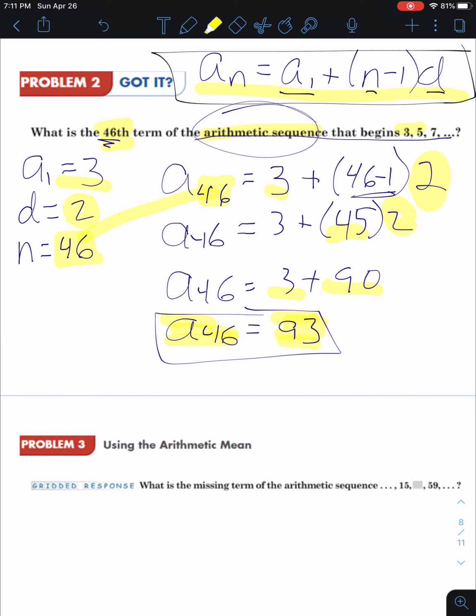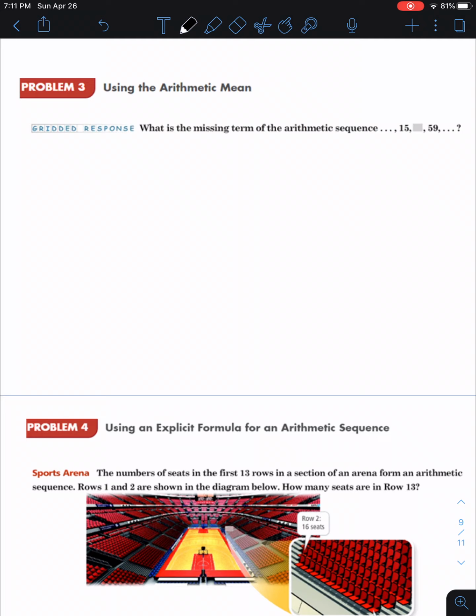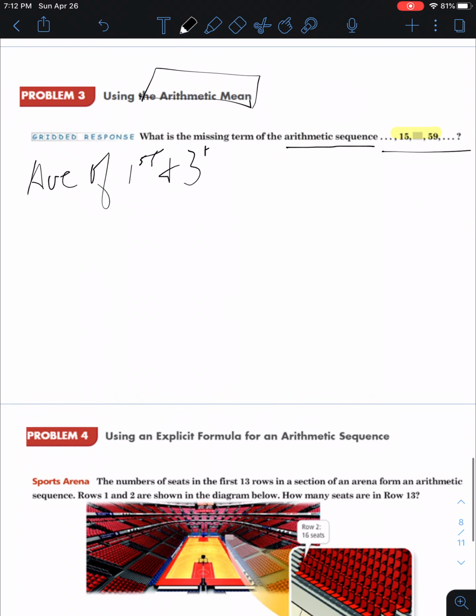Let's take a look at this next part. What we're going to be talking about today is arithmetic mean. We're going to look for a number between 2 numbers that are given in an arithmetic sequence. We could have done these a different way, just by looking at the 2 bunny hops and doing them the way I did the first one. But we're going to look at this one as an arithmetic mean. What we'll do is find the average of the first and third, which will give us the second.